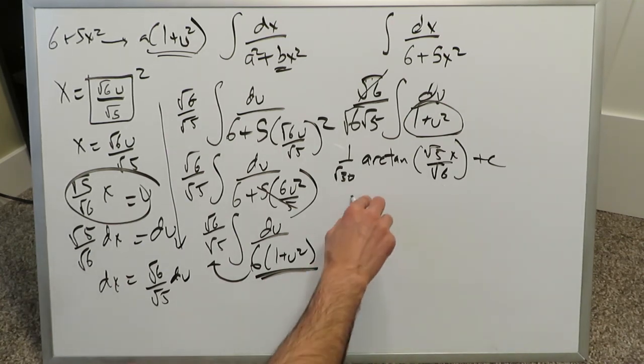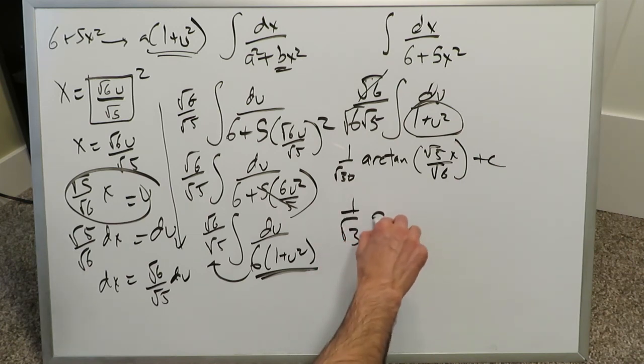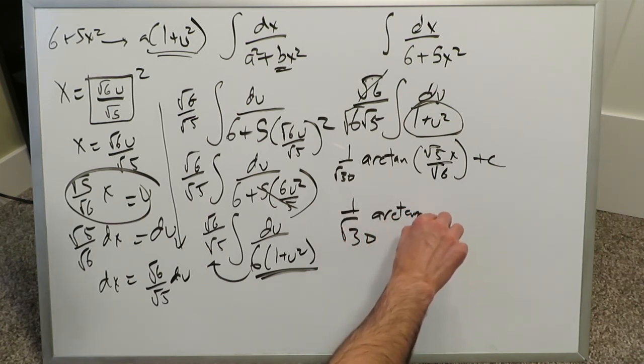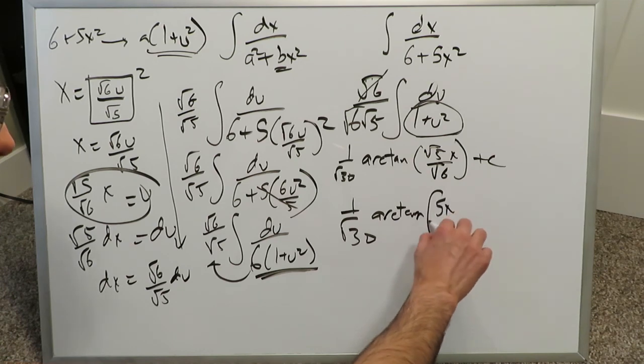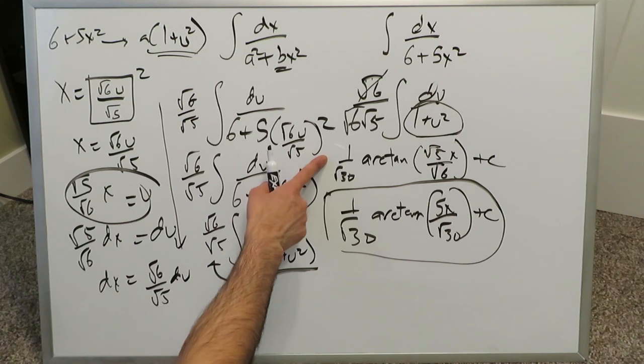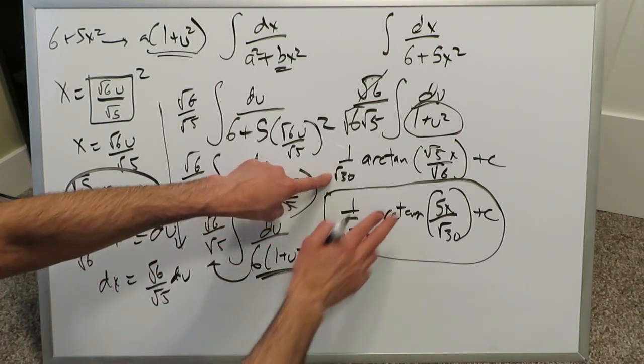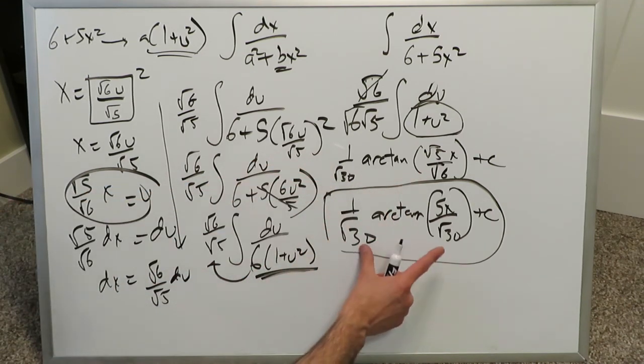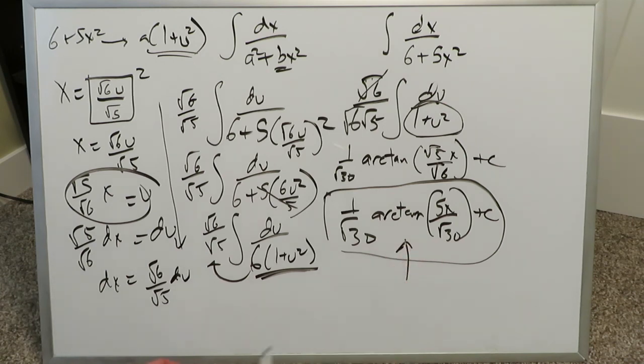Our final answer is 1 over root 30 arctan of 5x divided by root 30 plus c. You can present this as a final answer, but you see it doesn't look uniform. You have a root 30, root 6, but when you rationalize it, you have root 30, root 30, and this right here is a better answer.